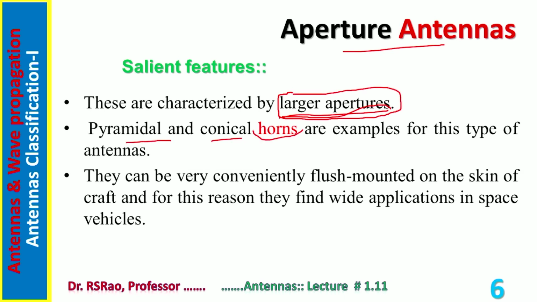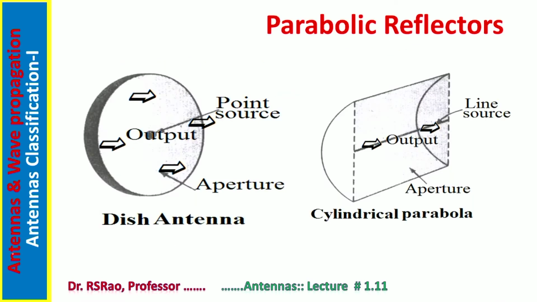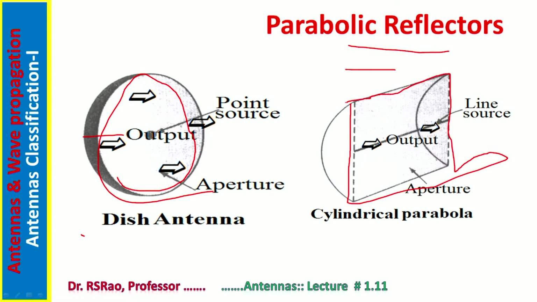Pyramidal and conical horn antennas are examples of this type of antenna. Horn antennas in general are aperture antennas. They can be very conveniently flush mounted on the skin of a craft, and for this reason they find wide applications in space vehicles. This point pertains to applications of aperture antennas. Some more examples of aperture antennas are shown in this diagram. Parabolic reflectors. You can see this is the aperture. Here it is the aperture. Aperture is huge.